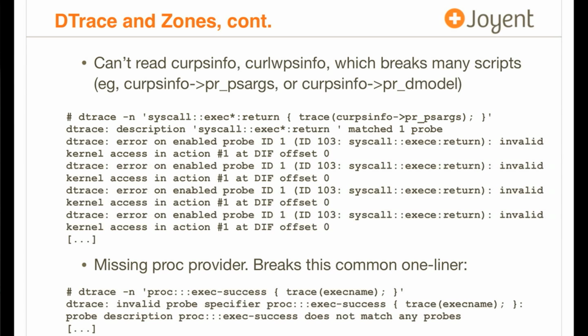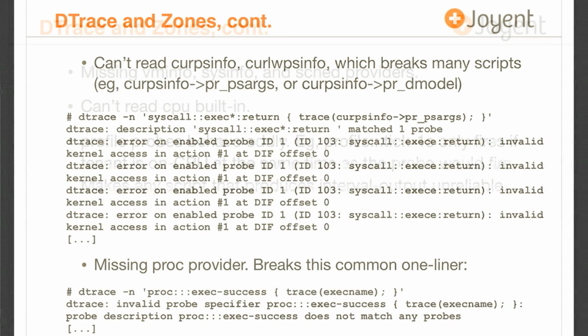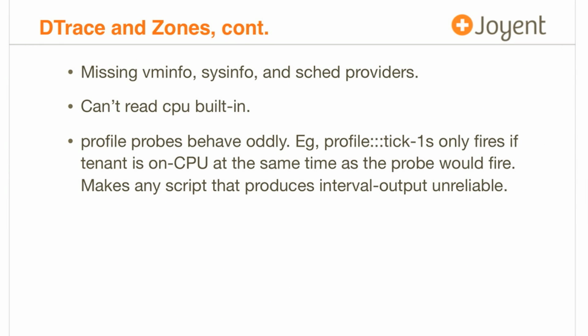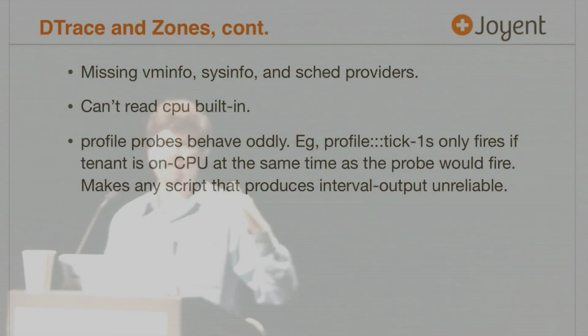We're missing the proc provider. It breaks that common one-liner, proc:::exec-success. I can't even switch to execname. We're missing the vminfo, sysinfo, and sched providers as well. You can't read the cpu built-in. And profile probes behave oddly is another one that we encountered. That was particularly frustrating in that I have a lot of scripts that will sample activity or trace activity and will give you the per second averages, give you the per second report.